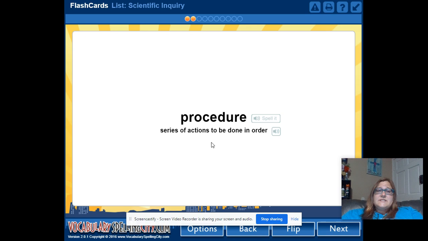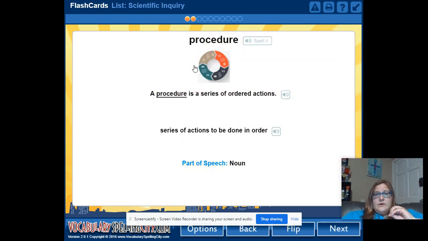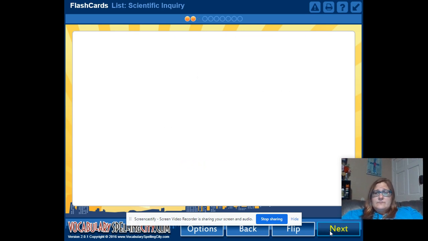Procedure. All right. Procedure is a series of actions to be done in order. First you do this, second you do this, third this, fourth this. They do it in order as you go, the order of actions. Procedure, following the same steps. First, second, third, fourth. It's basically my picture.